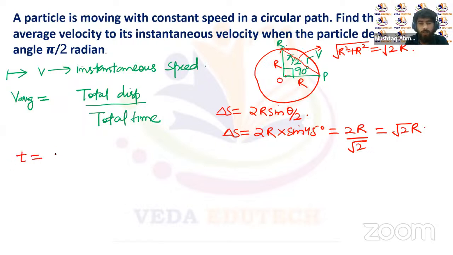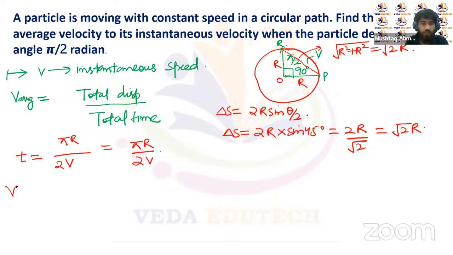The time will be the distance traveled by this particle from P to R upon the speed. Now the distance will be 1/4 of the circumference, that will be pi r upon 2. So the time taken by this particle from point P to point R will be pi r upon 2v.